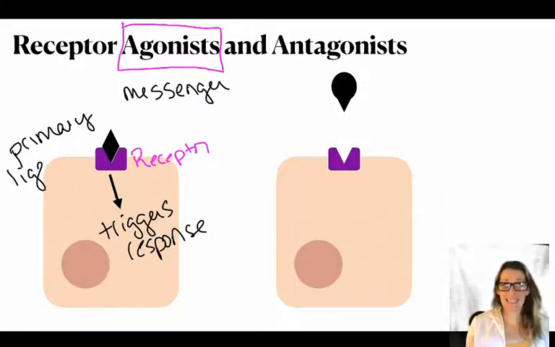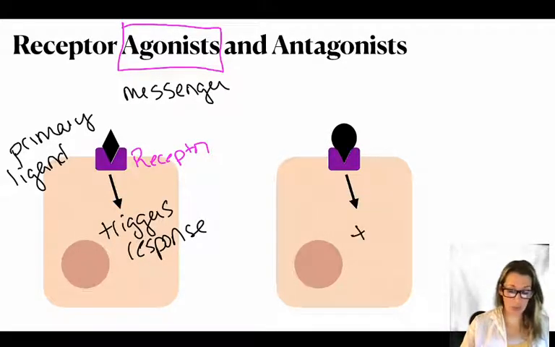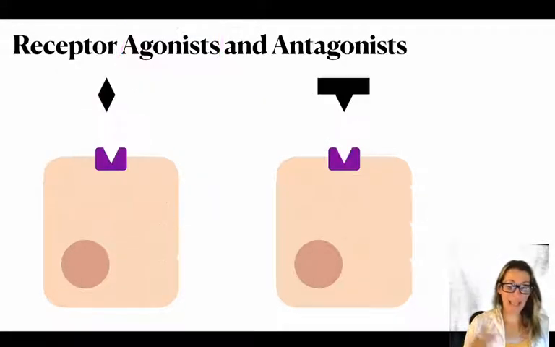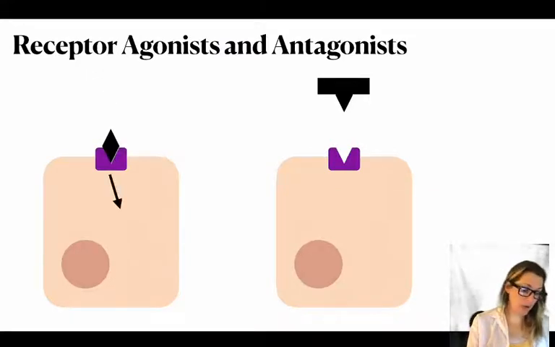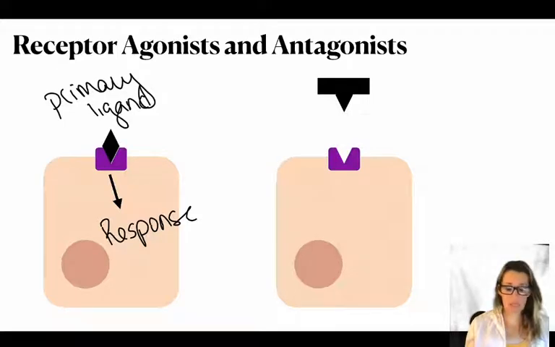An agonist is something that's not the primary ligand that causes the same effect, causes the same thing to happen. It triggers the intracellular response. That is an agonist. Whereas an antagonist does the opposite. So here's our primary ligand. It triggers a response. Or a primary messenger is another way we could say that.